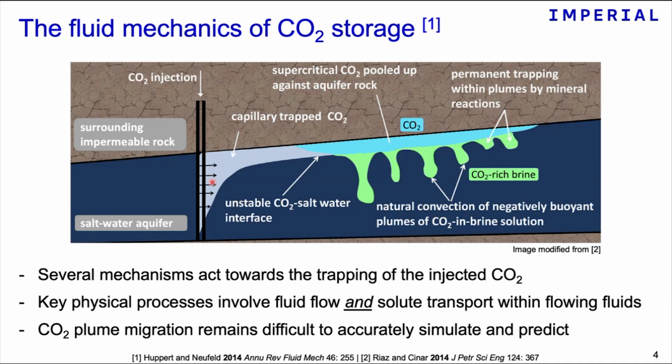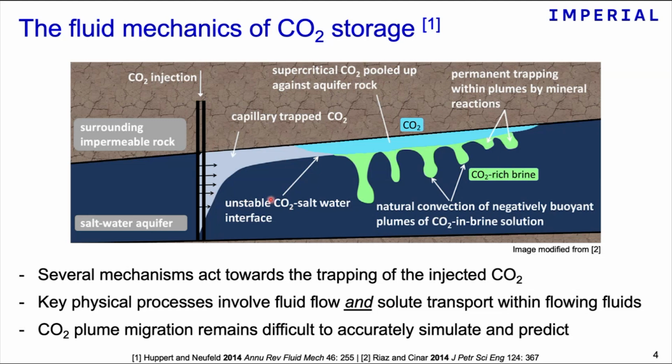And essentially, the expected evolution is that the CO2 will accumulate underneath an impermeable rock, and it will start spreading horizontally in the reservoir because of buoyancy forces. And so during this process, there are several mechanisms that will act towards trapping the CO2 in the formation. These processes involve both multi-phase flow, or two-phase flow, as well as solute transport within the flowing fluids.